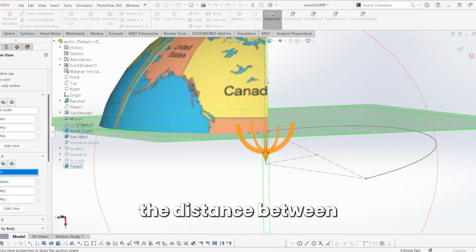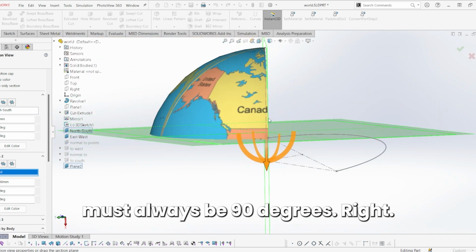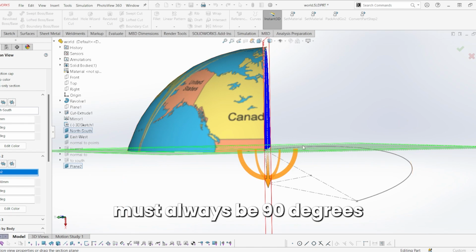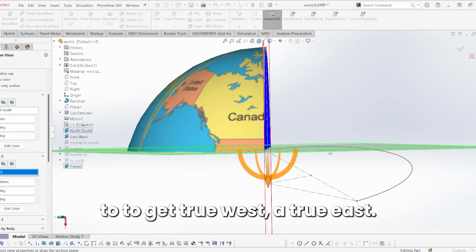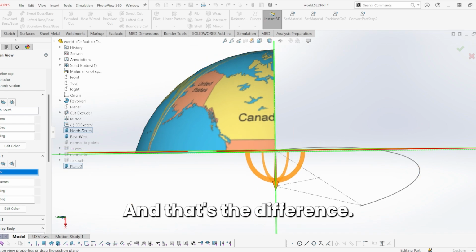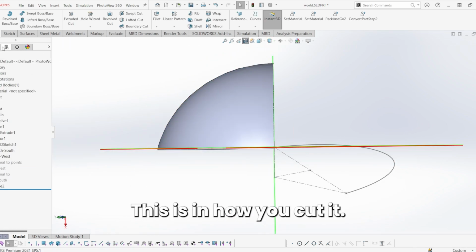The distance between these two planes must always be 90 degrees, right? If this is north and this is east, the angle here must always be 90 degrees to get true east. I keep saying west. You know what I mean. And that's the difference. It's in how you cut it.